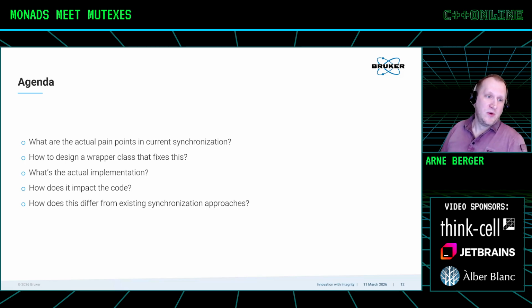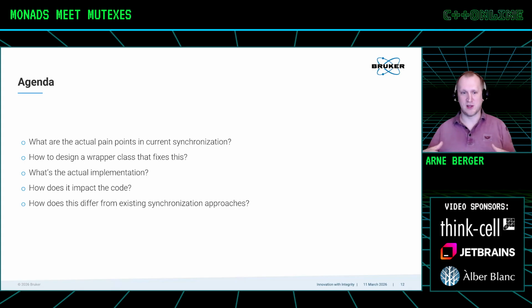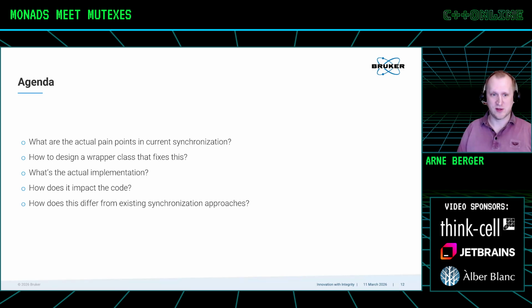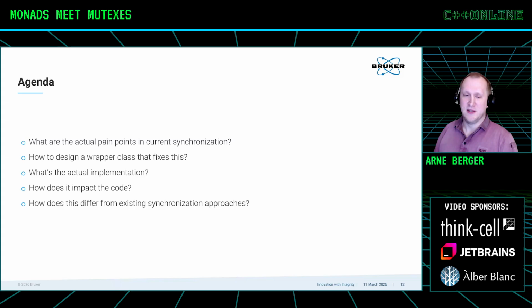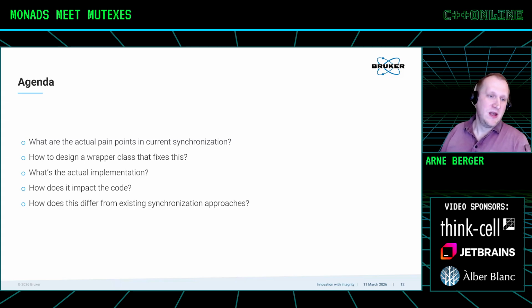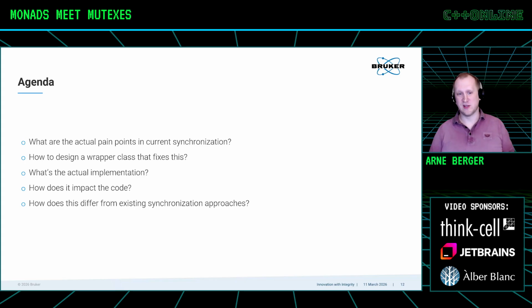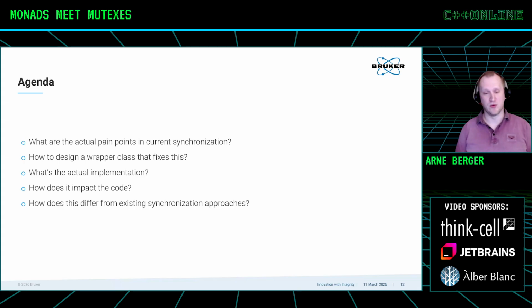Then we will look at how we design a wrapper class that fixes this pain point. So the API from the outside. How should it look for the user? Then we go on to the actual implementation. So under the hood, the things I need to do to make the user happy. How does it impact the code? How will the code we just saw change with that? And at the end, I will also compare to existing other approaches that do similar things or are proposed to do similar things.